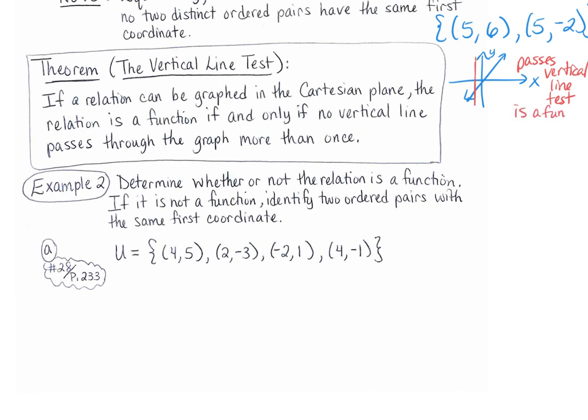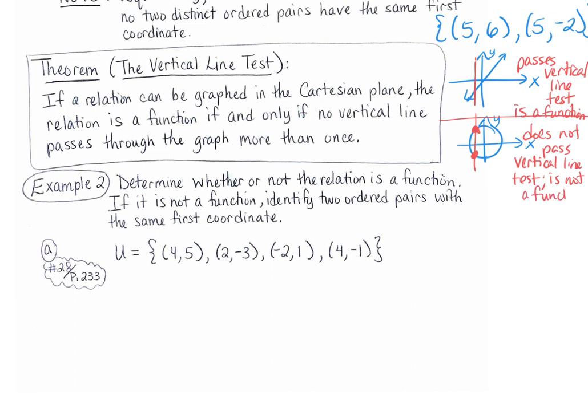Can you write an example of if you didn't pass the vertical line? Absolutely. A circle. A circle, very good. A circle does not pass the vertical line test. If you take this line, it touches here and there. Does not pass. So this does not pass the vertical line test, and is not a function. What questions do you have?